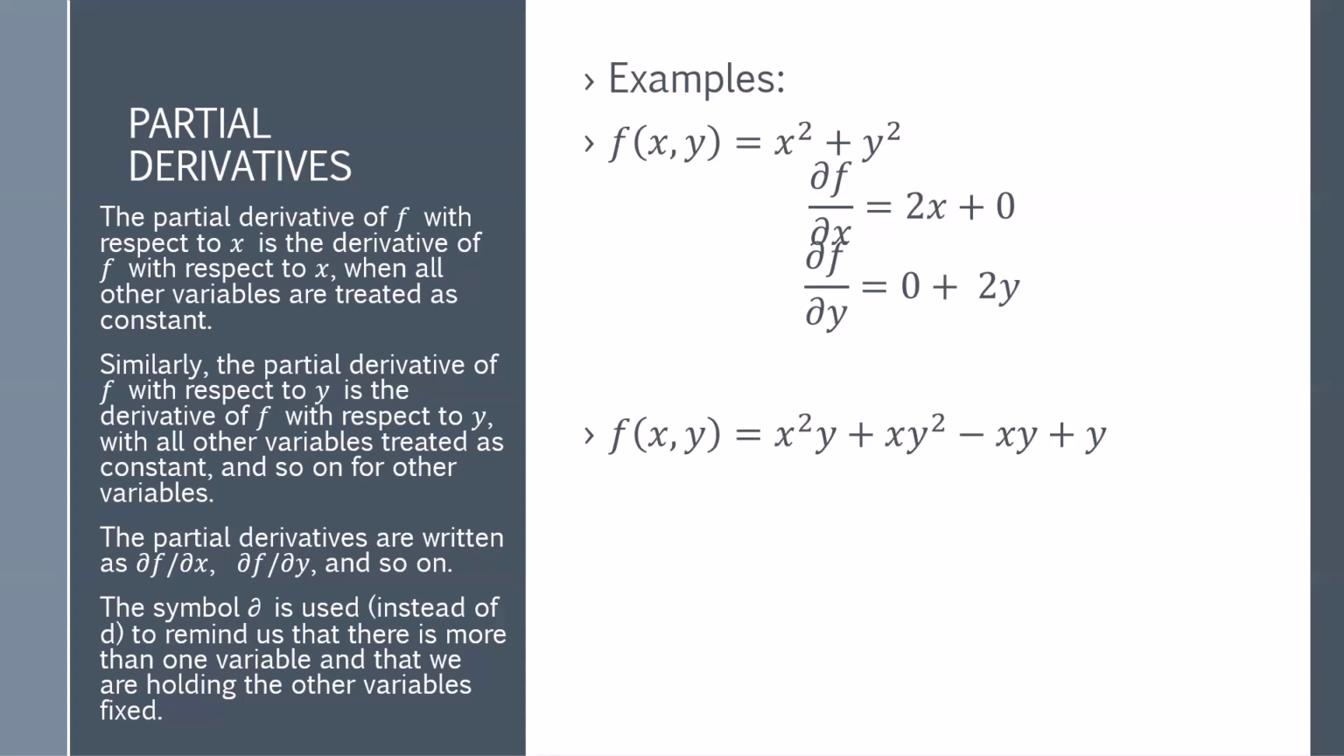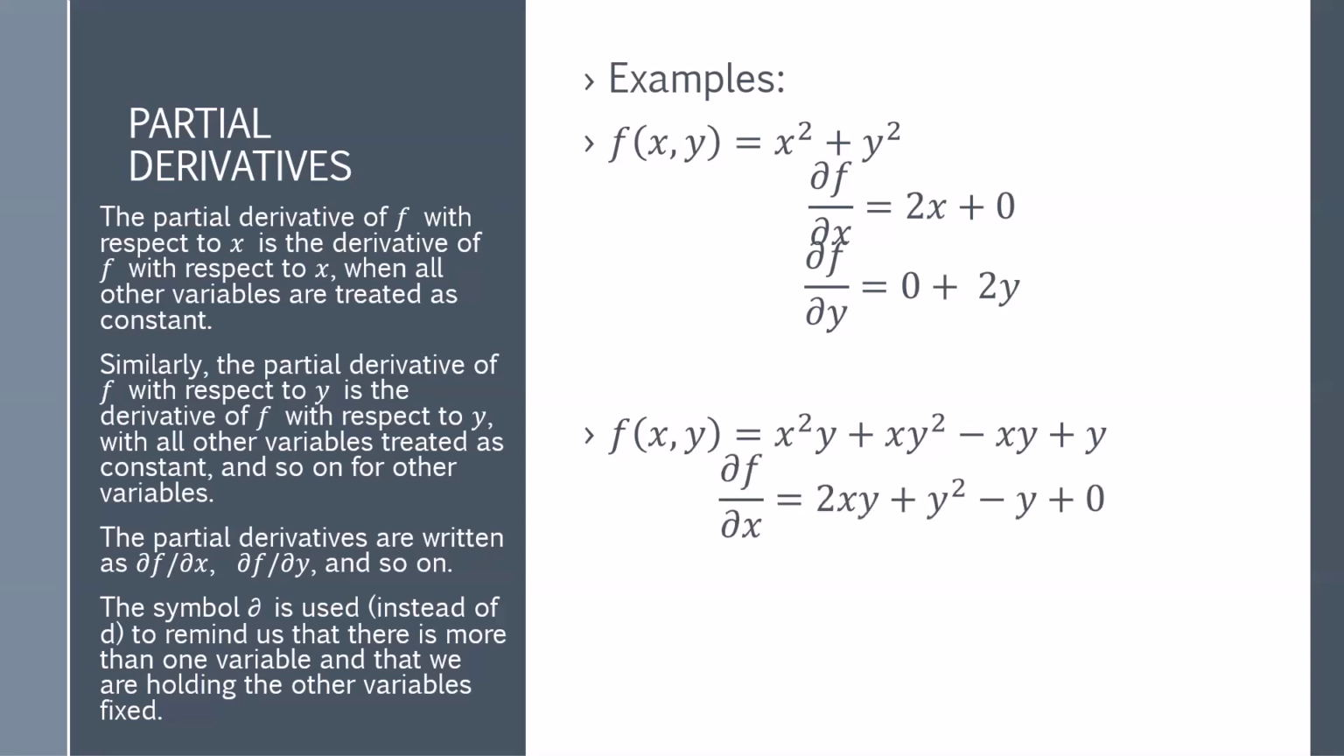For a more complicated example, consider f of x and y equals x squared y plus xy squared minus xy plus y. First, the partial derivative of f with respect to x: we start by differentiating the x squared y. Y we hold as a constant, so the derivative is going to be 2xy.